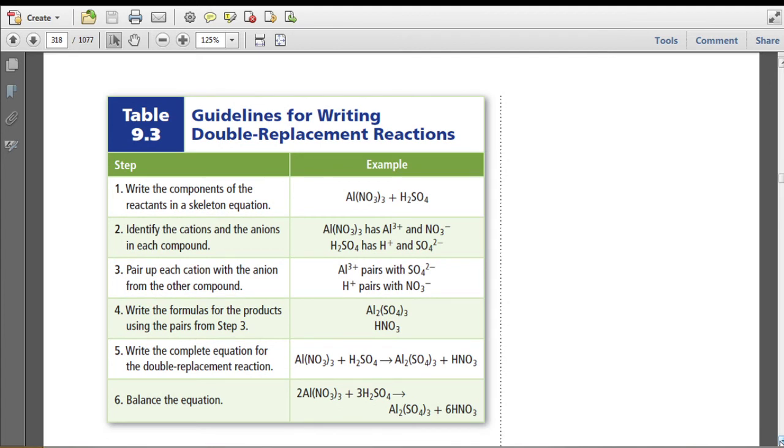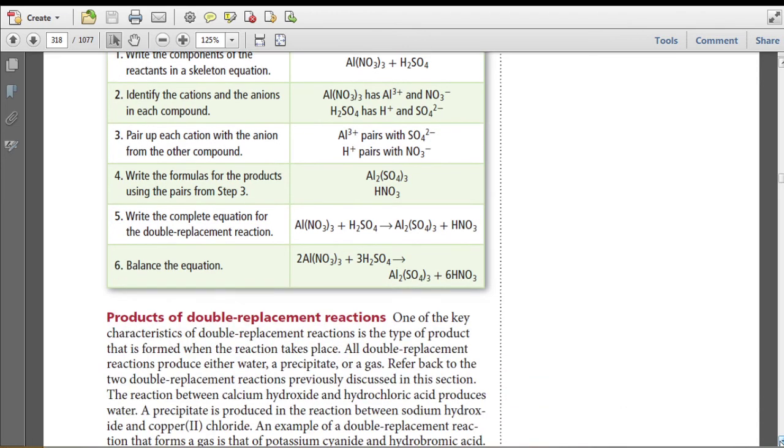And a couple guidelines to go ahead and write double replacement reactions. First thing you want to do is write the components of the reactants in a skeleton equation, and then identify the cations and the anions in each compound. Pair up each cation with the anion from the other compound, and then write the formulas for the products using the pairs from the previous step. Write the complete equation for the double replacement reaction, and then go ahead and balance it in the end.